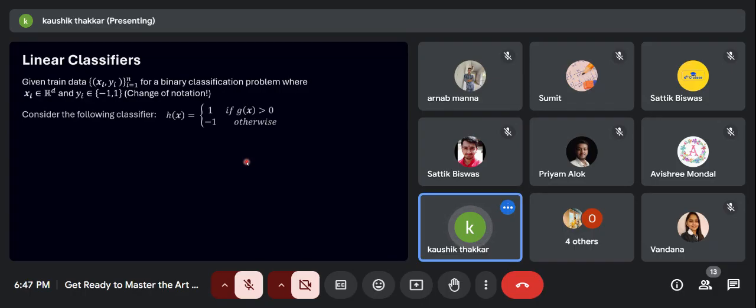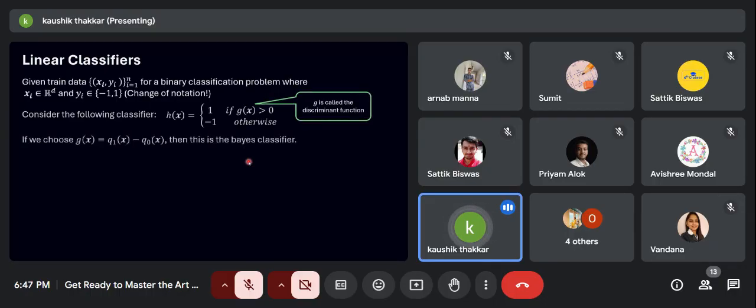So now we are considering the following classifier that you can see. h(x) is 1 if g(x) is greater than 0, and it's -1 otherwise, right? Now g is called the discriminant function. If we choose g(x) to be q1(x) minus q0(x), then this is the Bayes classifier, right? This is what we have discussed till now. If you take g(x), the discriminant function, to be q1(x) minus q0(x), then the classifier says to classify it to class 1 if q1(x) is greater than q0(x). And again, we are calling class 0 as class -1 here, for notational convenience, but I hope you understand.